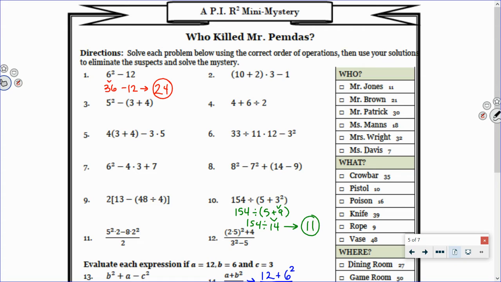Number 10, inside of the grouping symbols, you still have to use order of operations. Do we do add or the power first? Well, we do 3 squared, which is 9. 5 plus 9 is 14. All right, now we got our grouping symbols done. 154 divided by 14 is 11.